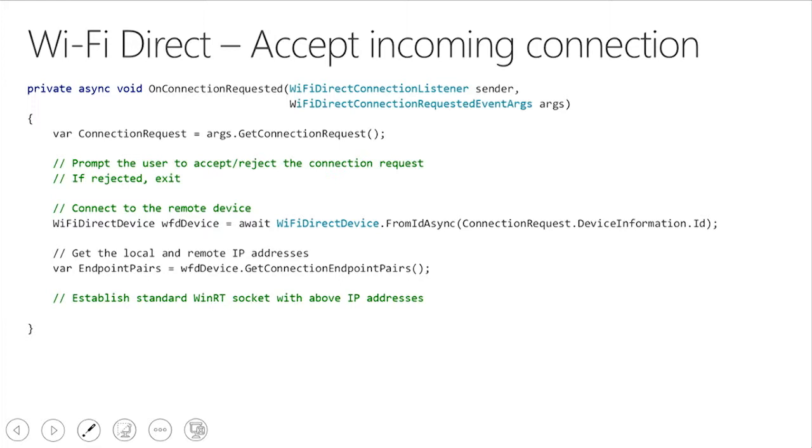The advertiser can then call the fromIdAsync method on the Wi-Fi Direct device class and pass in the device information ID obtained from this connection request. The successful completion of this method returns you a Wi-Fi Direct device object that represents a Wi-Fi Direct device connection to the connector. The advertiser can then obtain the IP addresses and proceed with the socket connection. At this point, both the advertiser and the connector are connected over a socket and begin communication.